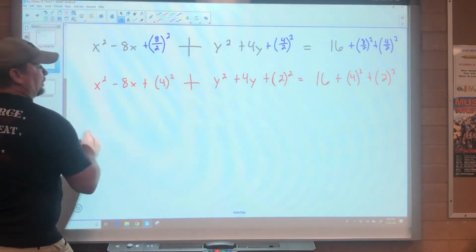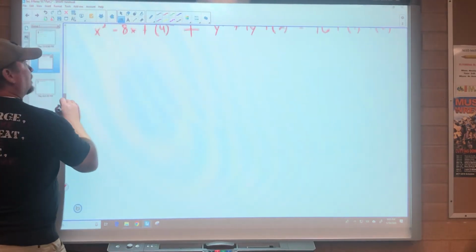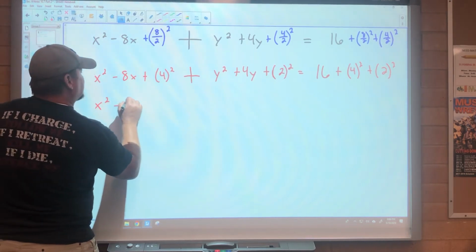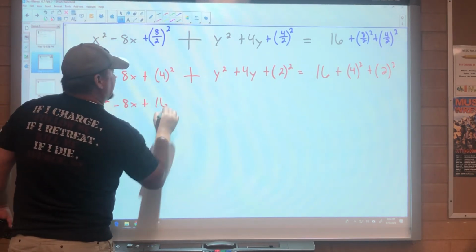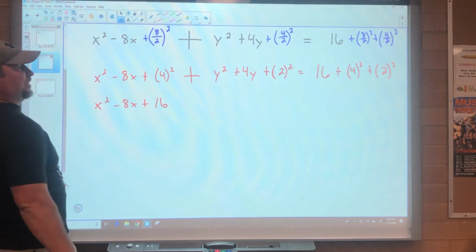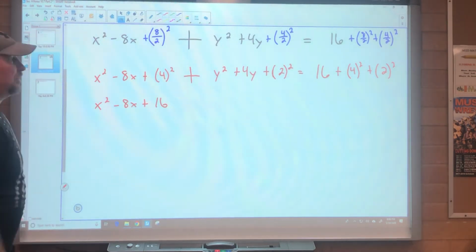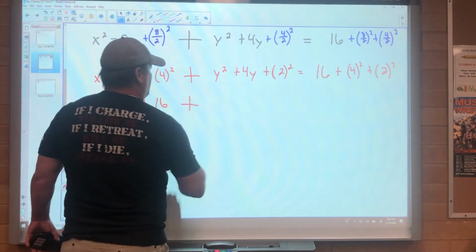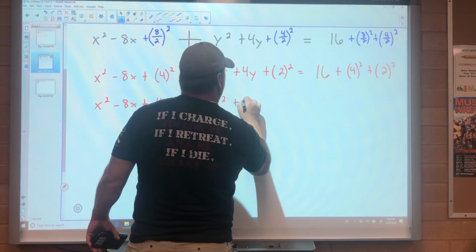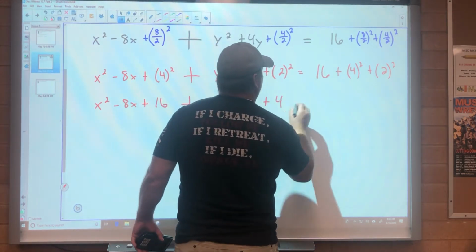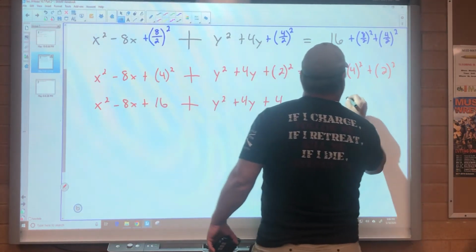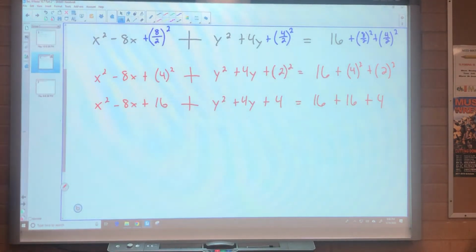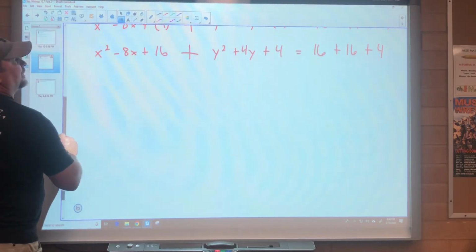So now we're going to scroll down a little bit more. I'm going to bring that back up. So there's our problem there. We can see it. X squared minus 8x plus 16. That's a perfect square trinomial. How do you know it's a perfect square trinomial? First term's a perfect square, last term's a perfect square. Big plus sign, y squared plus 4y plus 4 equals 16 plus 4. Okay, we're about there. Watch what happens.